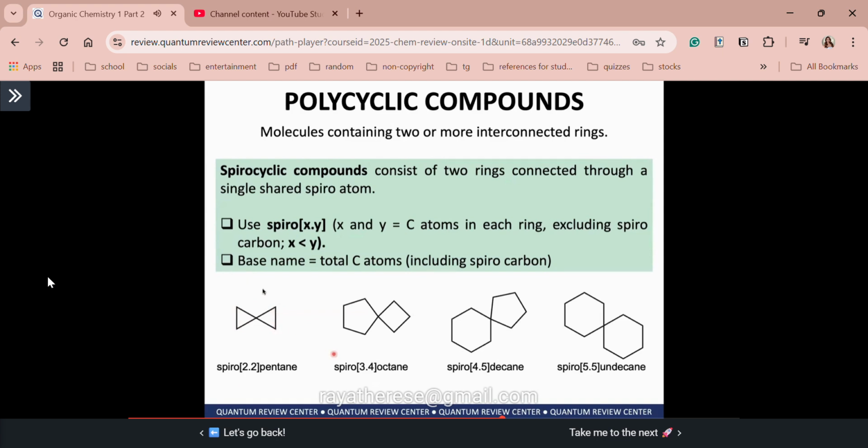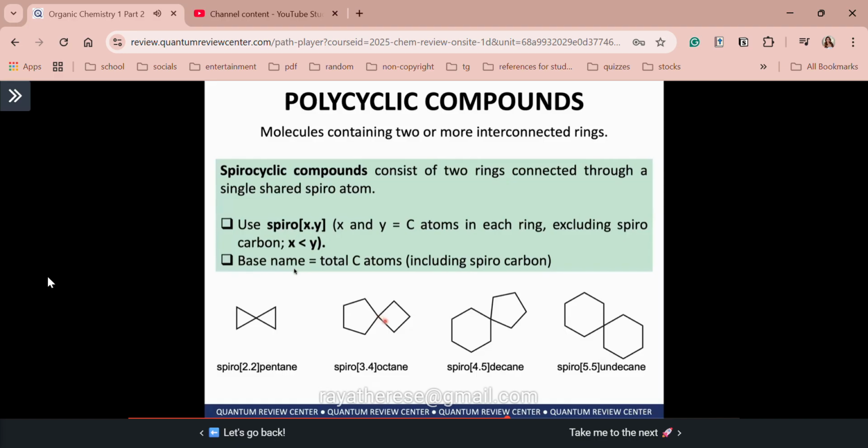Let's take an example again, spiro-3,4-octane. First thing to note, your X should be the ring that is smaller, and your Y in your name should be the larger ring. Wag mako-confuse again. Let's check the smaller ring. How many carbons excluding the spiroatom? Teka lang muna, sir. Nasaan ba dyan yung spiroatom? Class, again, this is the junction, the point of attachment of your 2 rings. So we will exclude this in our naming system for the spiroatoms.